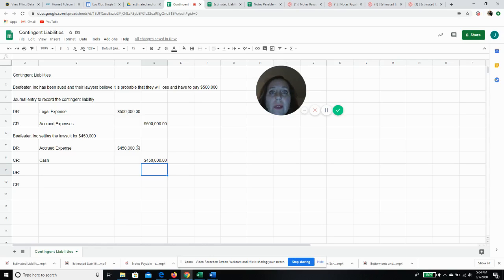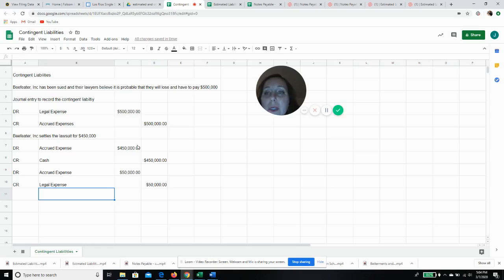But we have an accrual for $500,000 in accrued expenses. We don't want that there anymore. There's still $50,000 sitting there, right? We credited accrued expense for $500,000, and then we debited accrued expense for $450,000. So I still have a $50,000 credit sitting in accrued expense. I don't need it anymore. I've settled the lawsuit. So I'm going to get rid of that by debiting accrued expense for $50,000, and I'm just going to credit legal expense for $50,000. So now my accrued expense is zero.